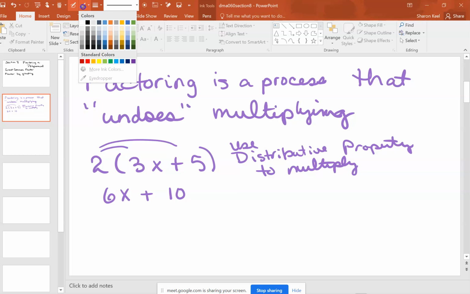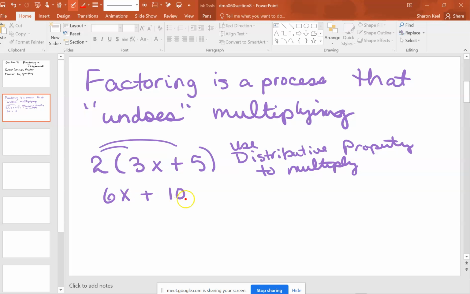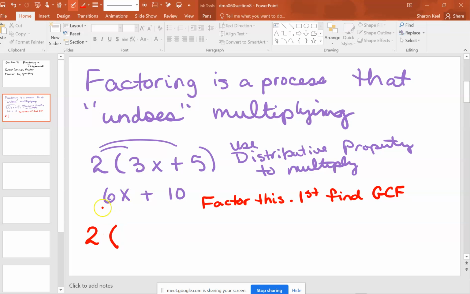What we are going to do in this section is you will be given 6x plus 10. You will be asked to factor this, and the first thing to do is to find the greatest common factor. When I look at a 6 and a 10, they're both even numbers. So 2 is going to be my greatest common factor. When I factor 2 from 6x, 2 goes into 6 3 times, and I still have the letter x left. 2 goes into positive 10 5 times.